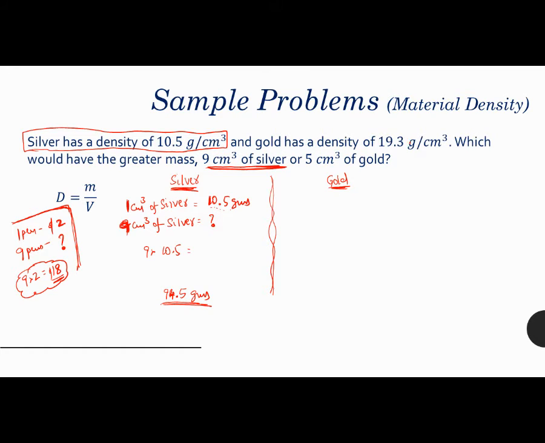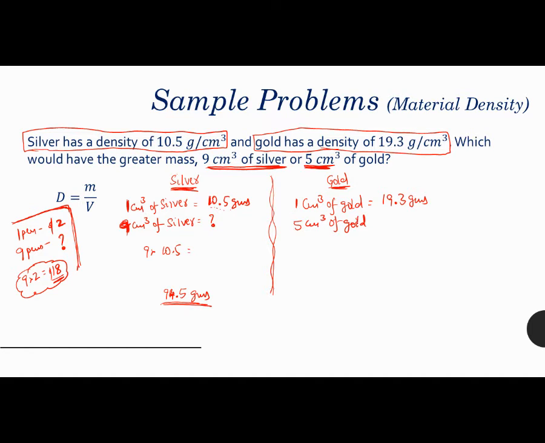When it comes to gold, it's given that the density of gold is 19.3 grams per cubic centimeter, which means 1 centimeter cube of gold weighs 19.3 grams. Then, if you take 5 cubic centimeters of gold, what will be the weight?